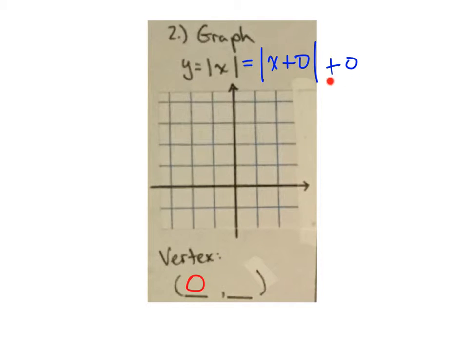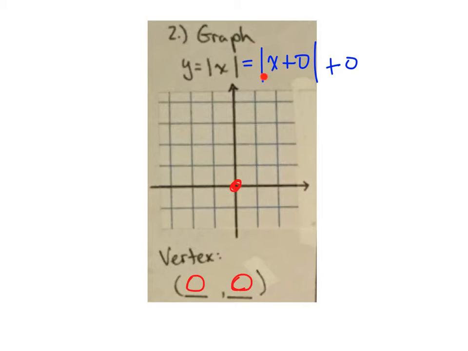For what's outside of the absolute values, that's going to help us identify the y-coordinate. Since that says plus 0, our y-coordinate of our vertex is also going to be 0. So the vertex is at the origin.